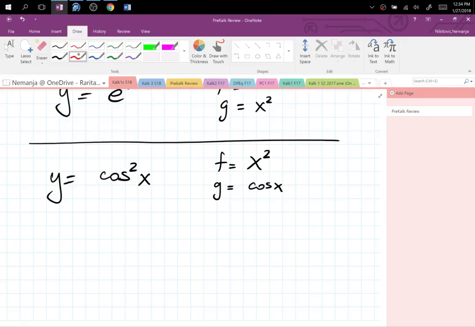Yes. But let's talk about this problem. You know what I'm going to do? I'm going to rewrite this function for pre-calculus. Remember, pre-calculus, prerequisite, there's that word pre. Cosine squared x can also be written as cosine x everything squared.